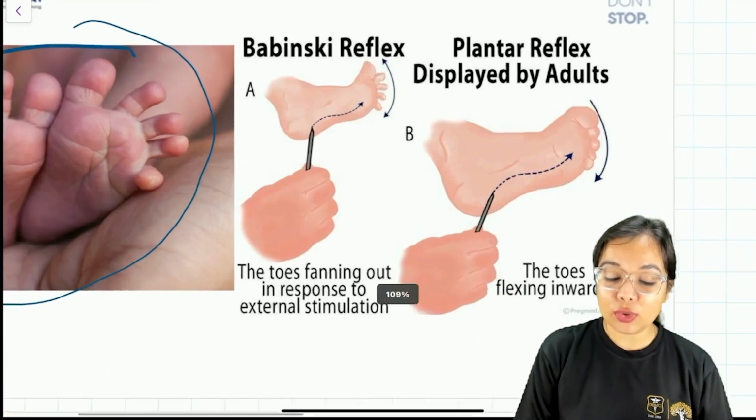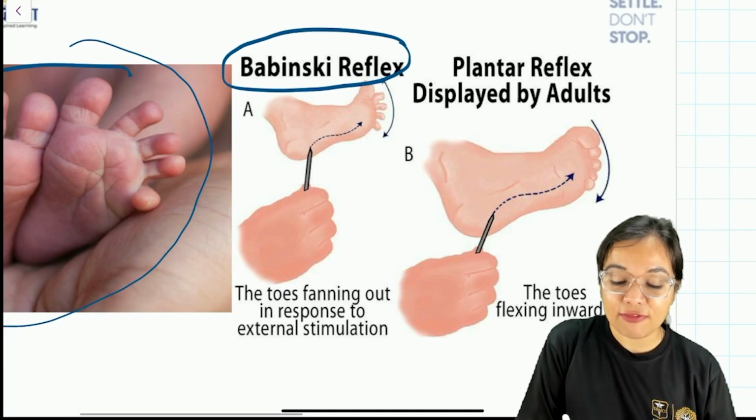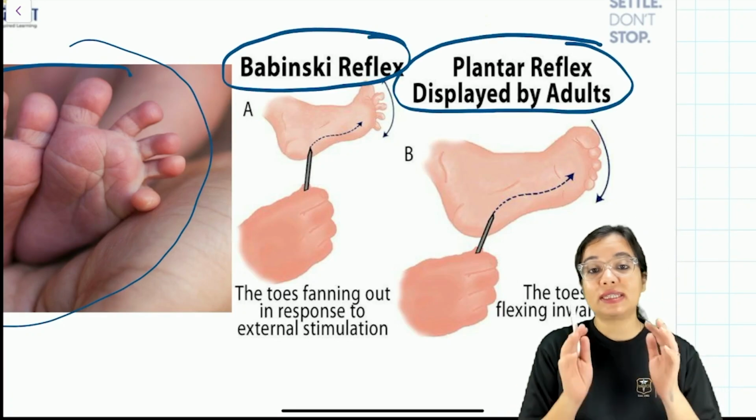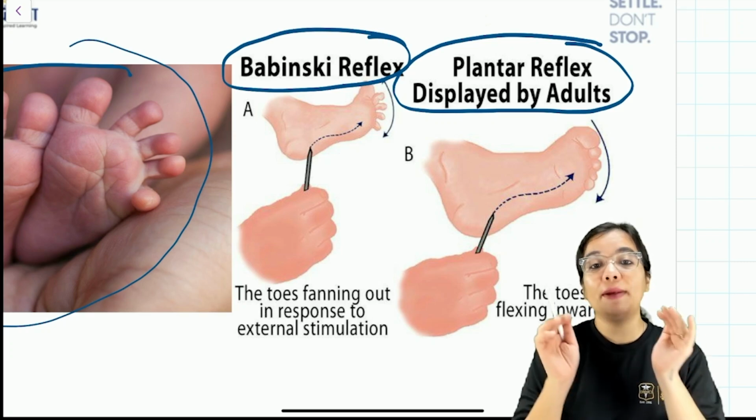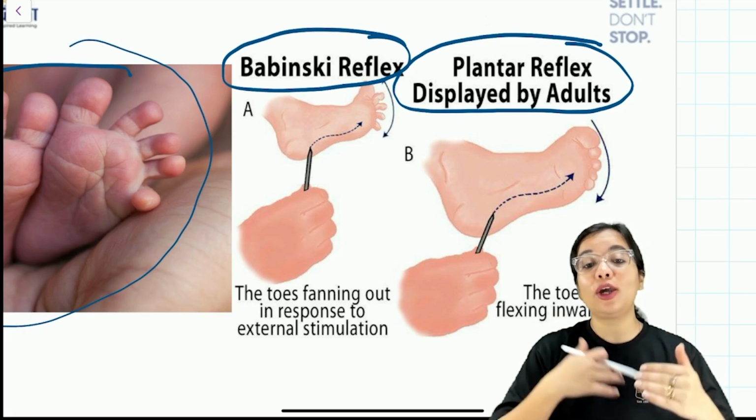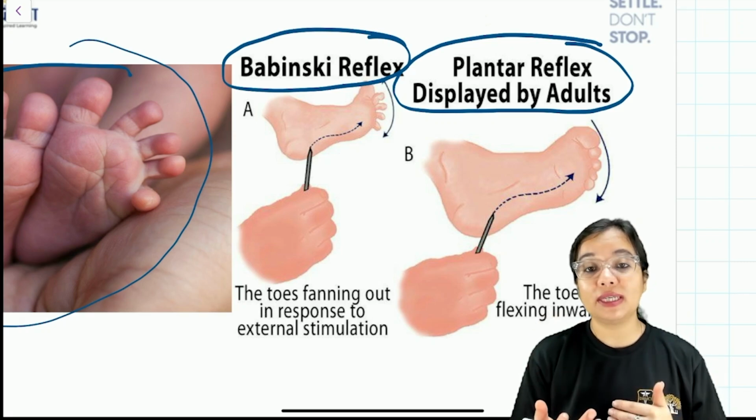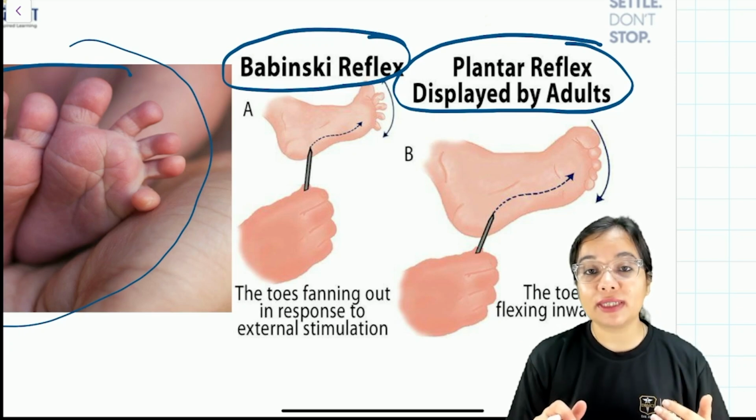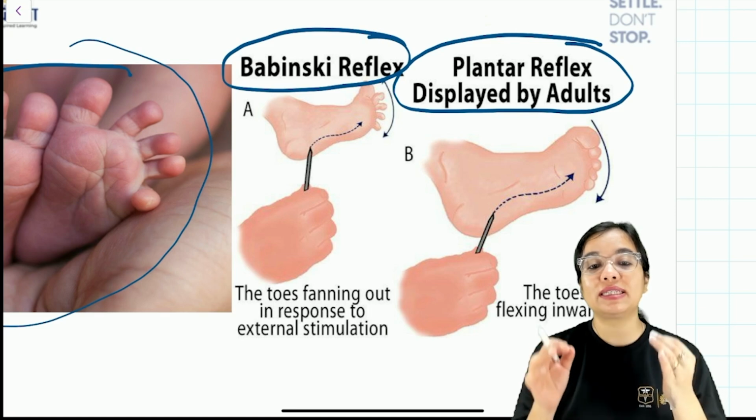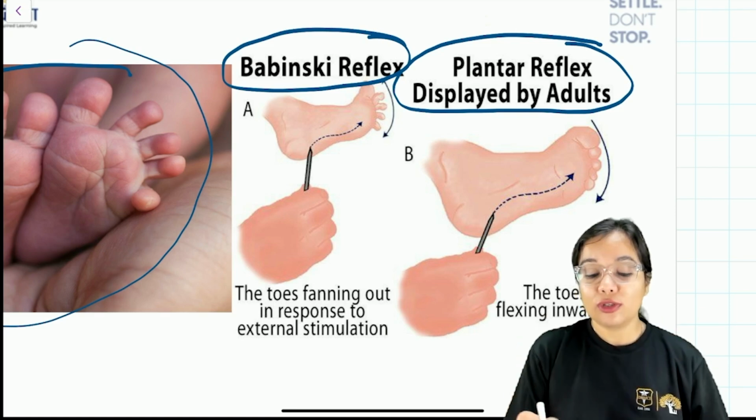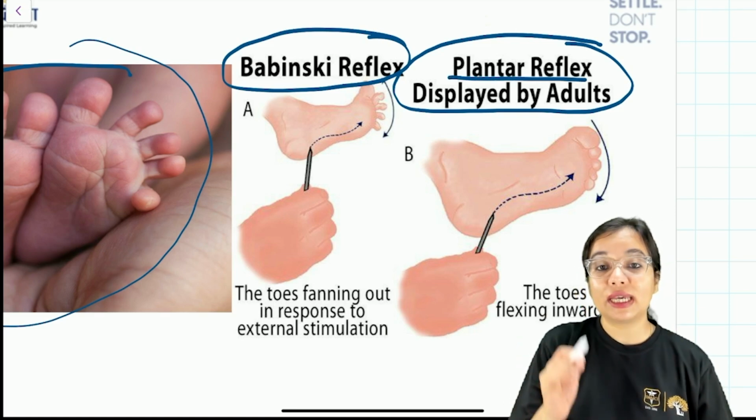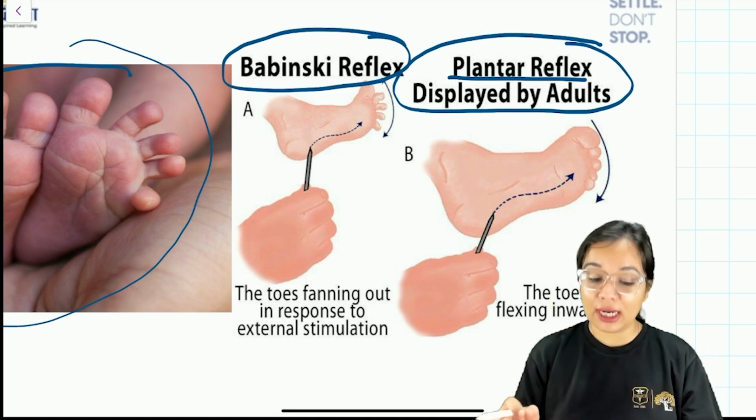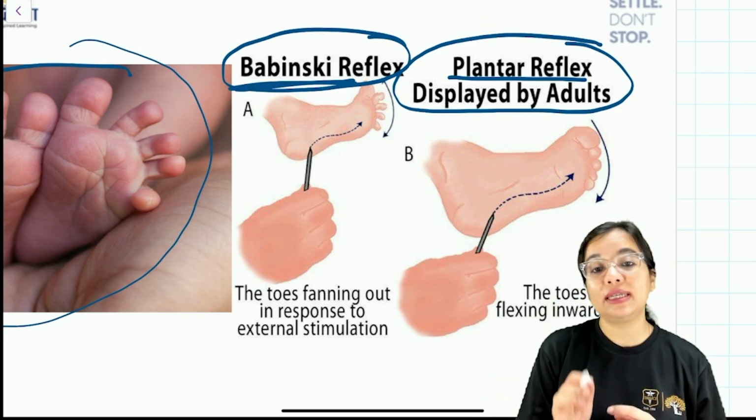Okay. Now there are two things. One is Babinski's reflex and one is plantar reflex. Babinski's reflex is seen in infants and plantar reflex is exactly opposite of the Babinski's reflex. Plantar reflex is also called negative Babinski's reflex and is seen in a normal adult. Babinski's reflex is seen in a child.